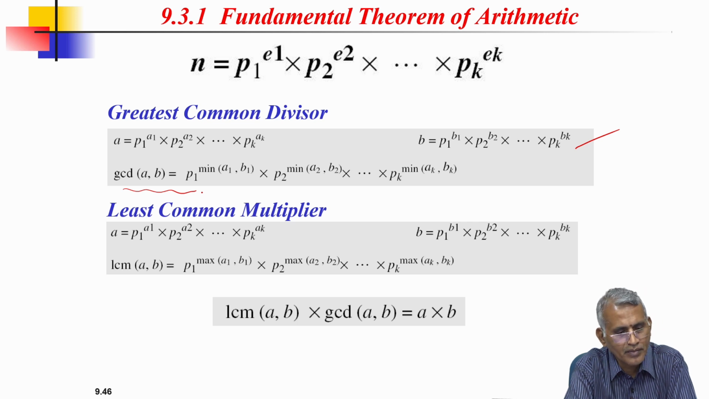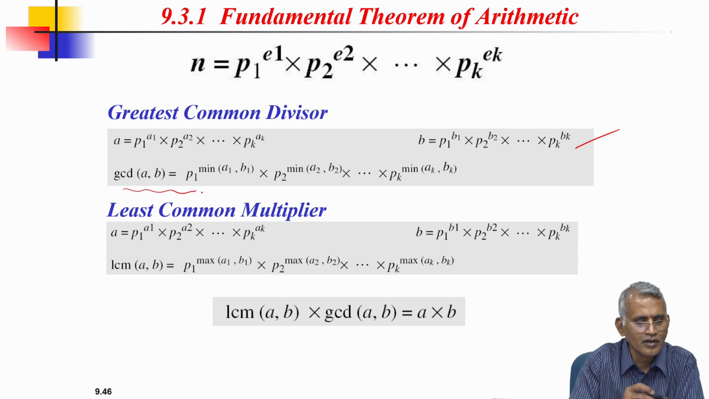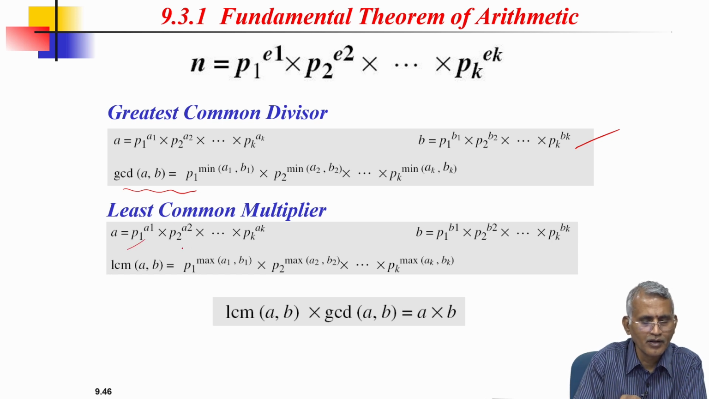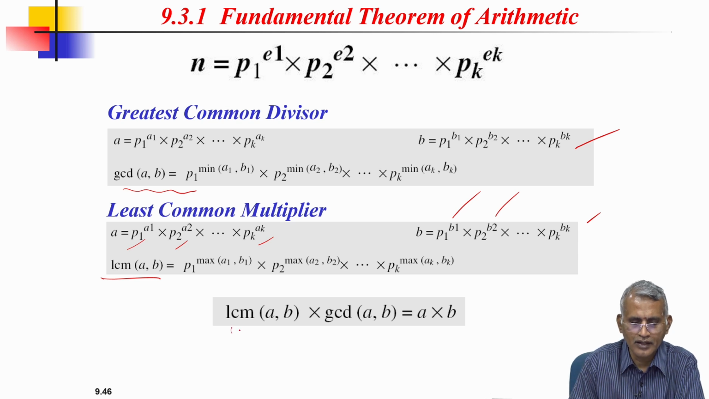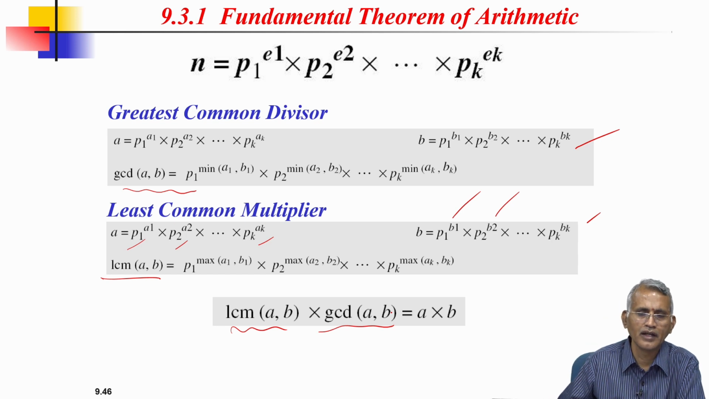The least common multiple is nothing but a equals p1 power a1, p2 power a2, and so on, pk power ak, and b is p1 power b1, p2 power b2, and so on, pk power bk. Therefore, the LCM of these can be expressed as p1 to the maximum of a1 and b1, p2 to the maximum of a2 and b2, and so on, pk to the maximum of ak and bk. So, the LCM times the GCD of two numbers is equal to a cross b.